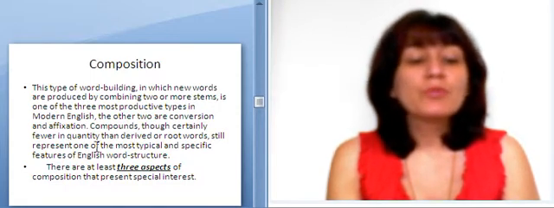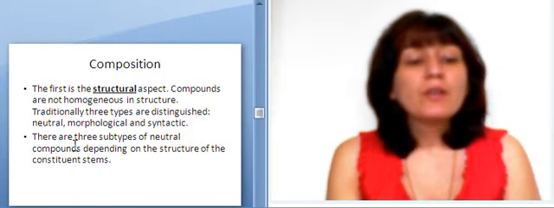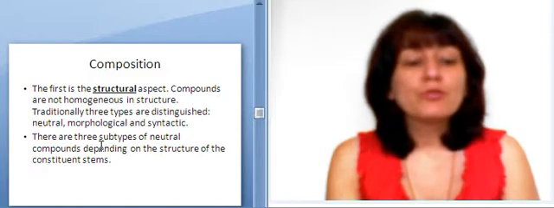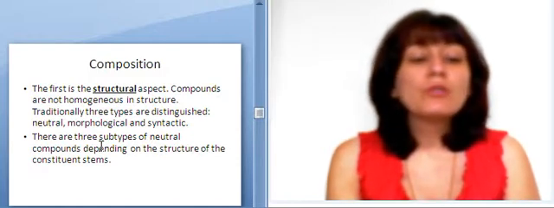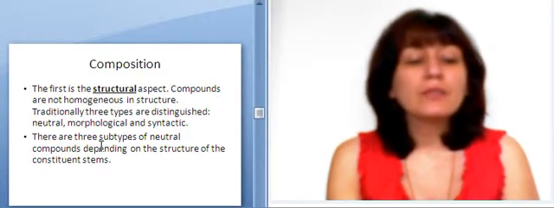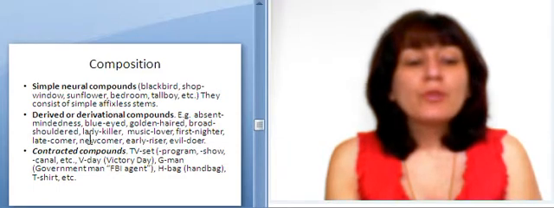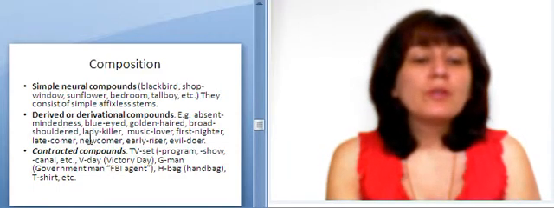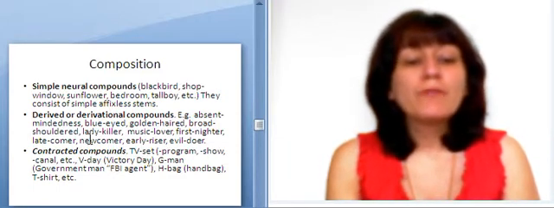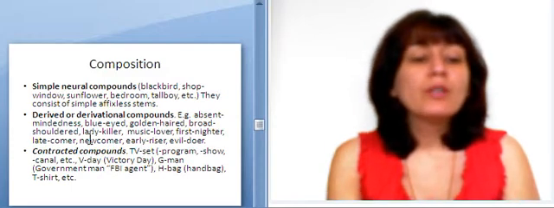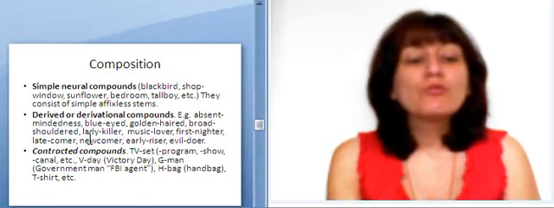The first is the structural aspect. Compounds are not homogeneous in structure. Traditionally, three types are distinguished: neutral, morphological, and syntactic. There are three subtypes of neutral compounds depending on the structure of the constituent stems. Simple neutral compounds, for example, blackbird, shop window, sunflower, bedroom, tall boy. They are called simple neutral compounds because they consist of simple affixless stems.